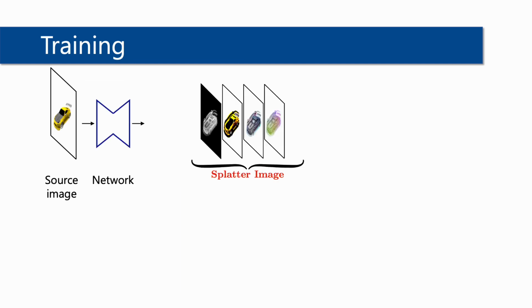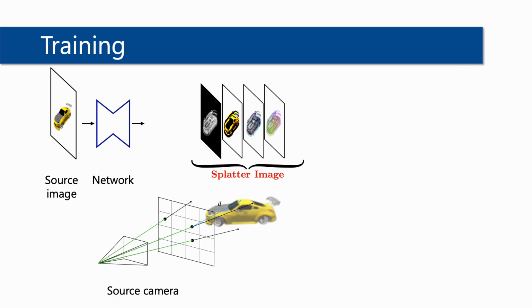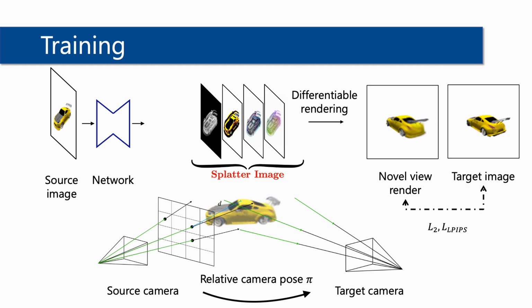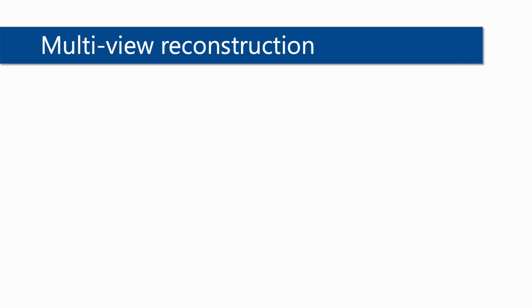The reconstruction network is trained by rendering the 3D shape represented by the splatter image from a target camera. The network is trained by optimizing the losses applied on an image level, including the L2 loss. Since rendering is very fast, we can render full images, which allows using perceptual losses in optimization too.